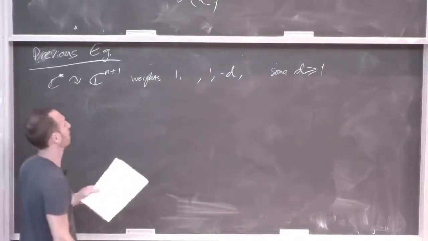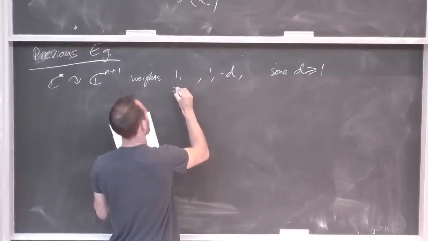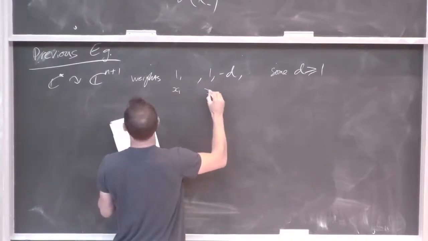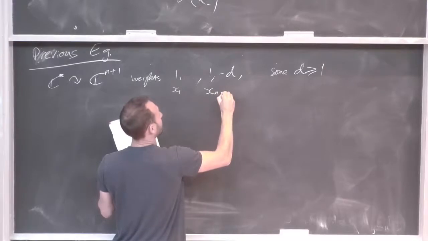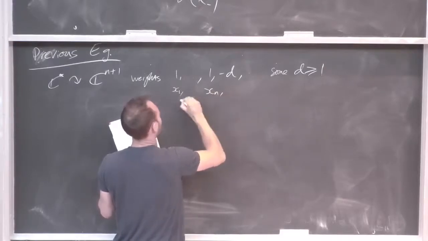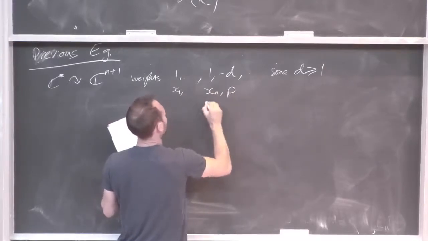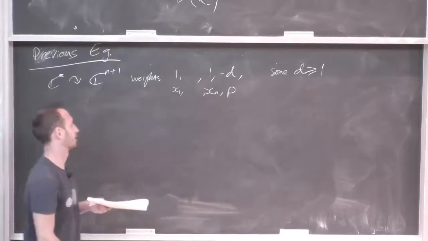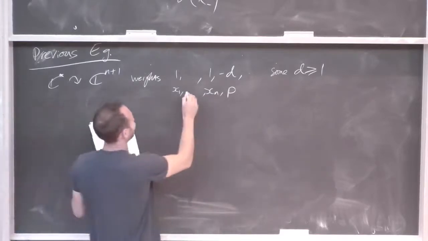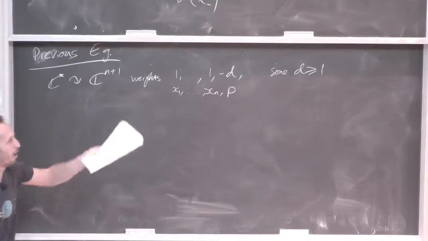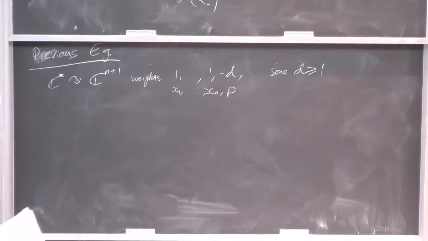Okay? And maybe I'll just try and synchronize notation a little bit. Let me call them x1 up to xn. And the last variable I'll call p, because that's what Nick was calling it. Because that's what Witten calls it, actually. We'll call it p. It was y a minute ago, now it's p. All right?